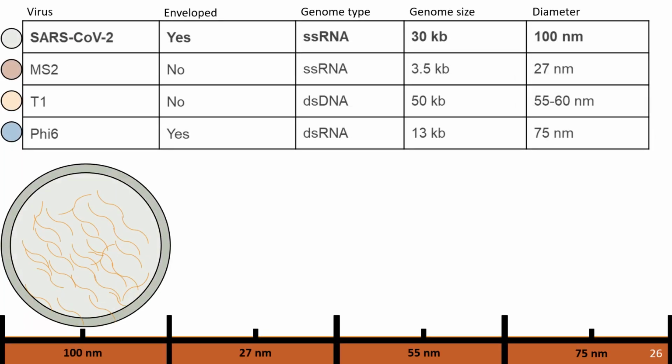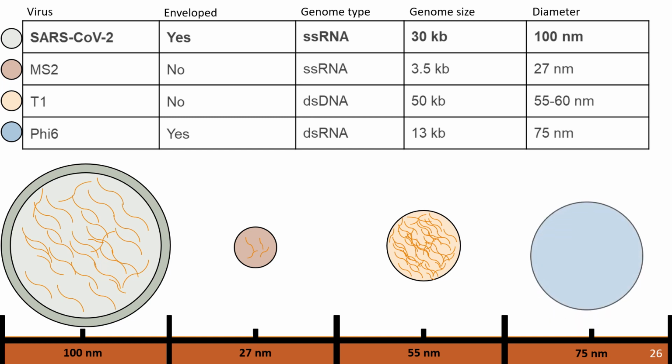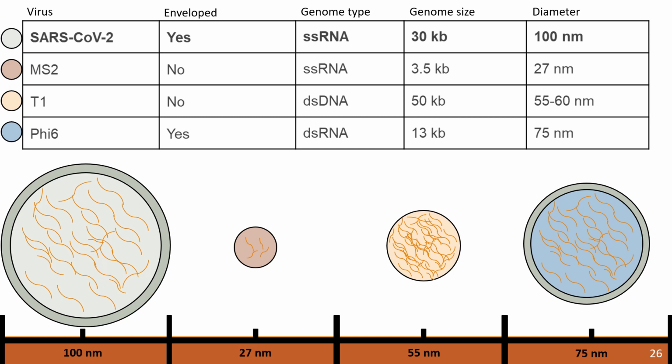SARS-CoV-2 is enveloped with a rather large diameter of 100 nanometers and an ssRNA genome of 30 kilobase pairs. MS2, the most popular surrogate in observed literature, is a non-enveloped bacteriophage of 27 nanometers in diameter and 3.5 kb of ssRNA. T1 is also non-enveloped, though with a diameter of 55 to 60 nanometers and 50 kb of dsDNA. Finally, phi6 is enveloped with a 75 nanometer diameter and 13 kb of dsRNA. These three potential surrogates have been used in previous experiments in literature as placeholders for infectious viruses and will allow us to perform tests without worries about infecting the laboratory.